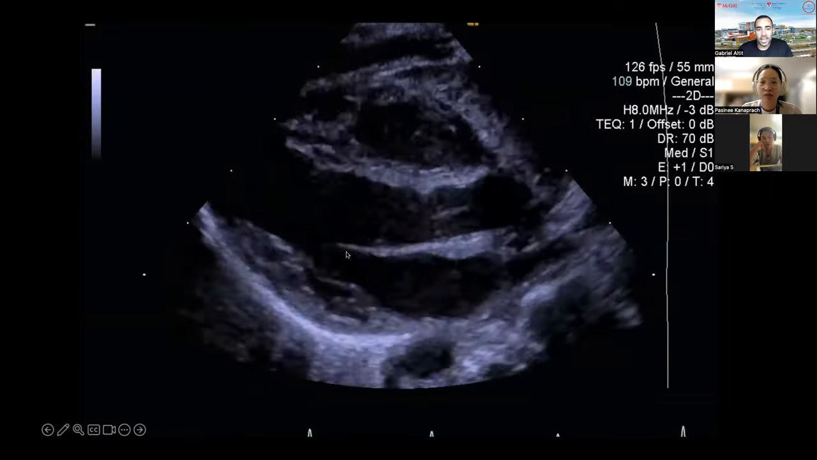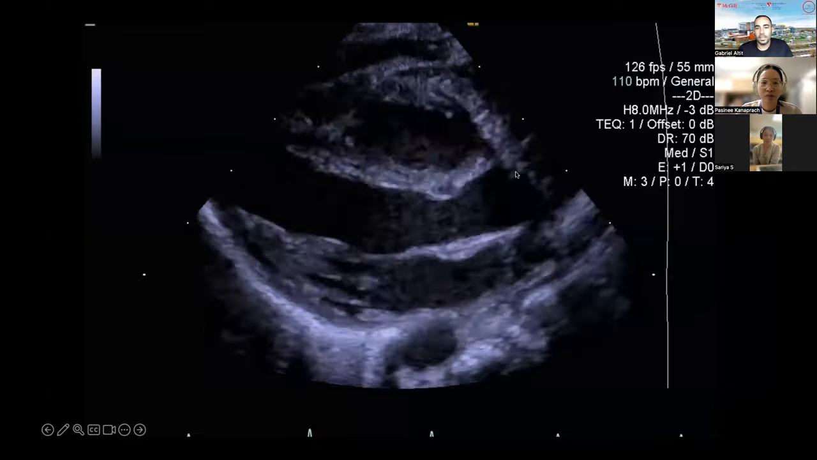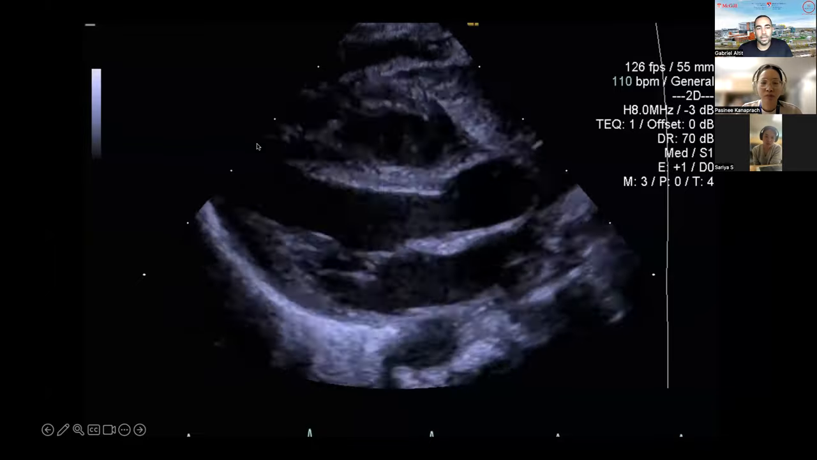So same, you can see here very nicely the papillary muscle and the descending aorta. You can see the aortic valve open and close, the ascending aorta. You can see the septum. But you can see that we're missing the apex.